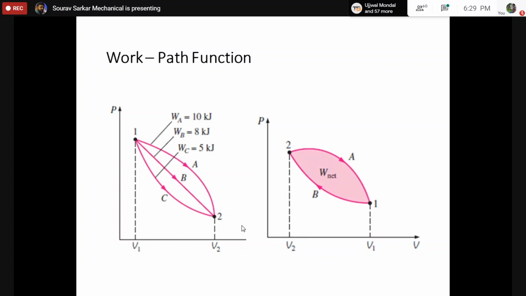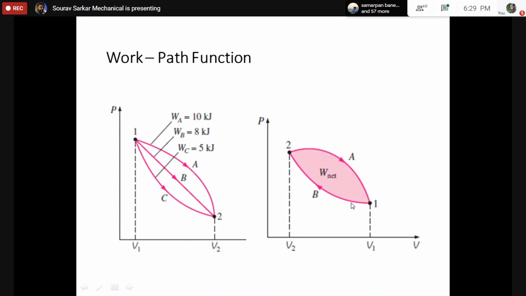So if I consider a PV diagram, this is point 1, this is point 2. You are moving from point 1 to 2 through path B. After reaching point 2, you are coming back to point 1 through path A. Due to this process, the net area under this curve is basically the W net that you have given to the system. So that much work.